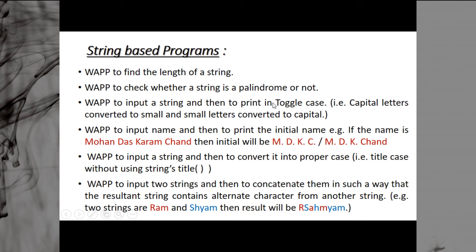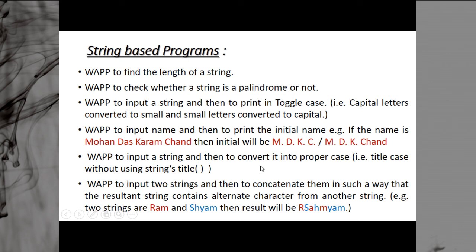Write a program to input a string and then to print it in toggle case. Toggle means if the string is in small letter, it will be printed in capital. If it is in capital, it will be printed in small. If it is mixed, so small will be converted to capital and capital will be converted to small. And write a program to input name and then to print the initial name. Initial means like Mohandas Karamchand, it will be MDKC or MDK Chand, whatever you like. You can make 2 different programs, one for this type of initial, another for this type of initial.